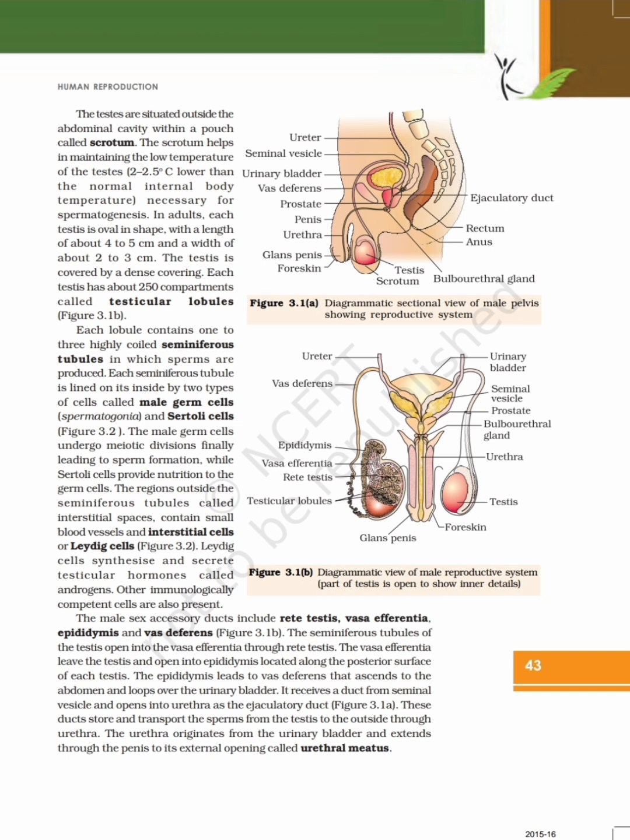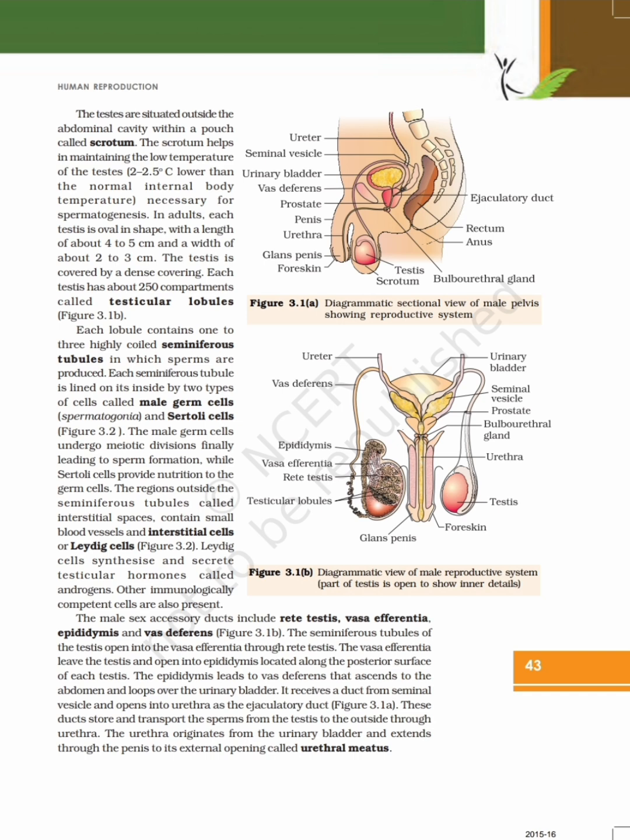The tunica albuginea divides the whole testes into 250 compartments. These compartments are known as testicular lobules. In each compartment there are 3 seminiferous tubules present, and in the seminiferous tubules the sperms are formed, or produced.